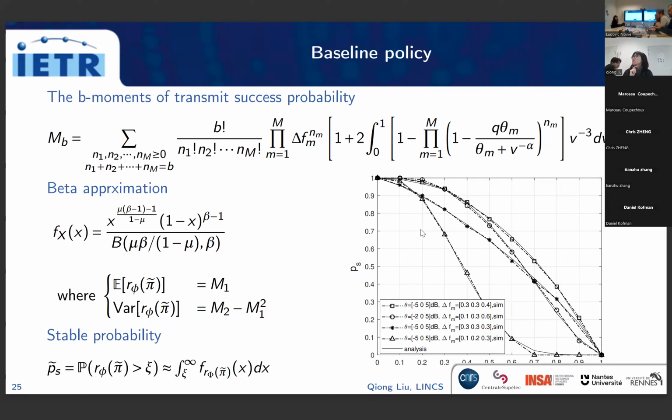And the baseline policy means each transmitter transmits as long as its buffer is not empty. So this is the strategy for the baseline policy.